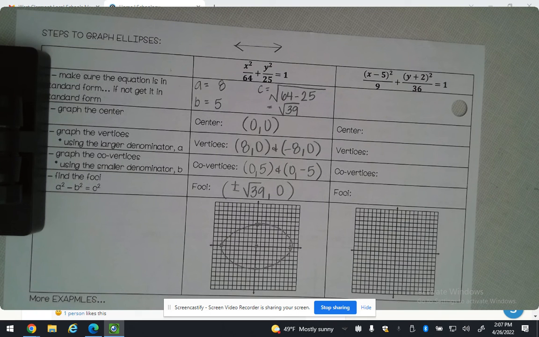Okay? I'm not making you do anything for homework tonight, which means you're going to have homework tomorrow night. Okay? That is that. That's the first part of ellipses.